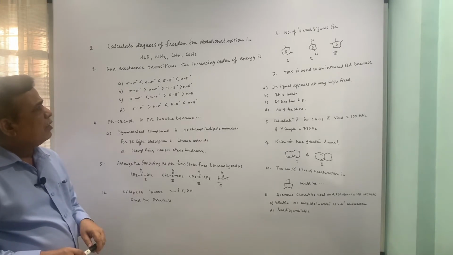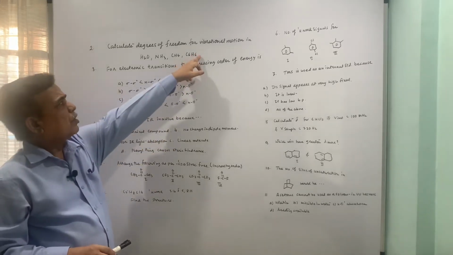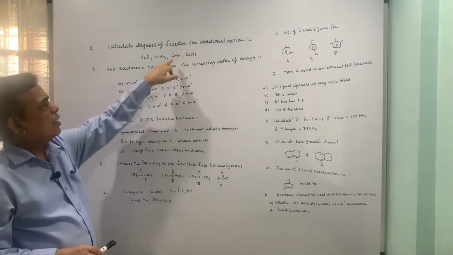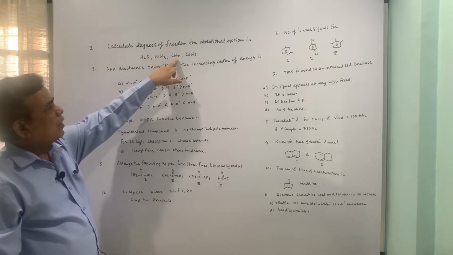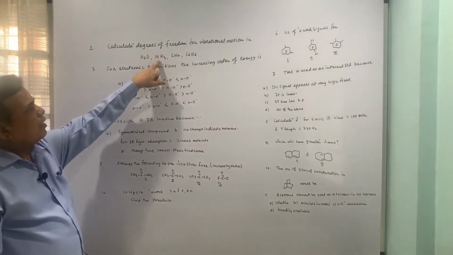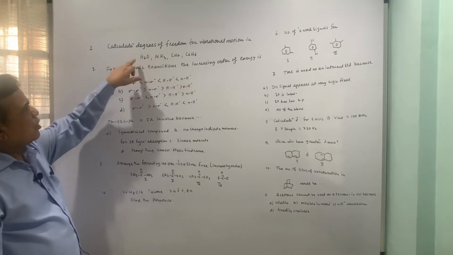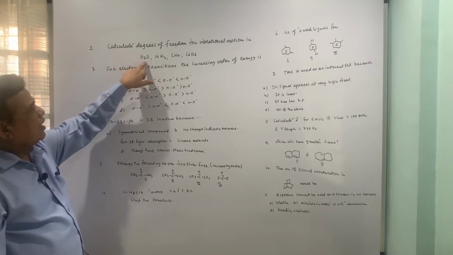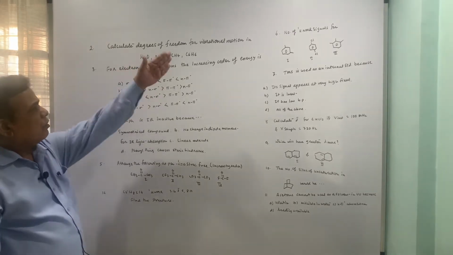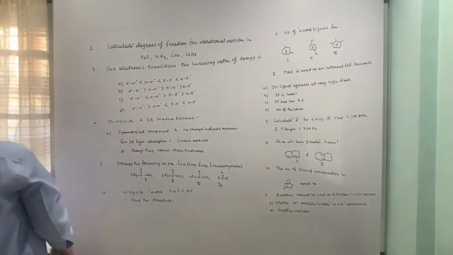So for benzene it will be 12 into 3 minus 6, that is 30 modes of vibration, or degrees of freedom. For this molecule, 15 minus 6, 9 degrees of freedom. For ammonia it will be 4 into 3, 12, 12 minus 6, 6 modes. For this, 9 minus 6, so 3. So this way you have to calculate: for linear molecule 3n minus 5, for non-linear 3n minus 6, and so on.